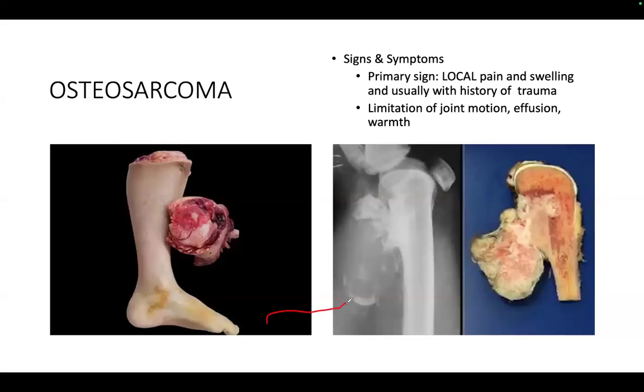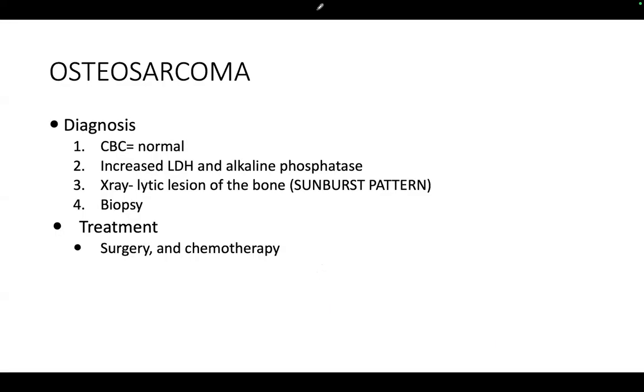So what do we call this pattern here? In the X-ray, what do we call this pattern which is pathognomonic of osteosarcoma? We call that the sunburst pattern. Now, I want everyone to take note of that. So we have the famous sunburst pattern, which is a lytic lesion on the X-ray. Since the bone is involved, you'd expect a rise in the ALK phos as well as the LDH.